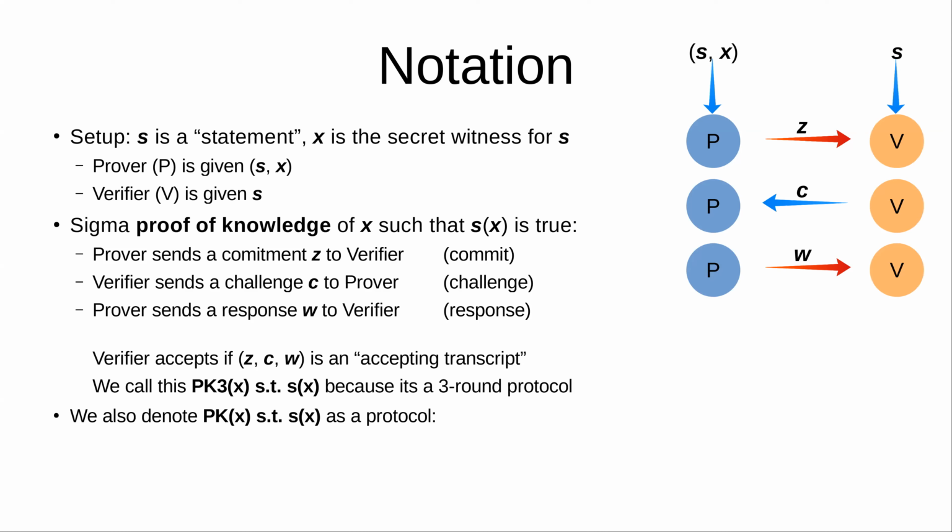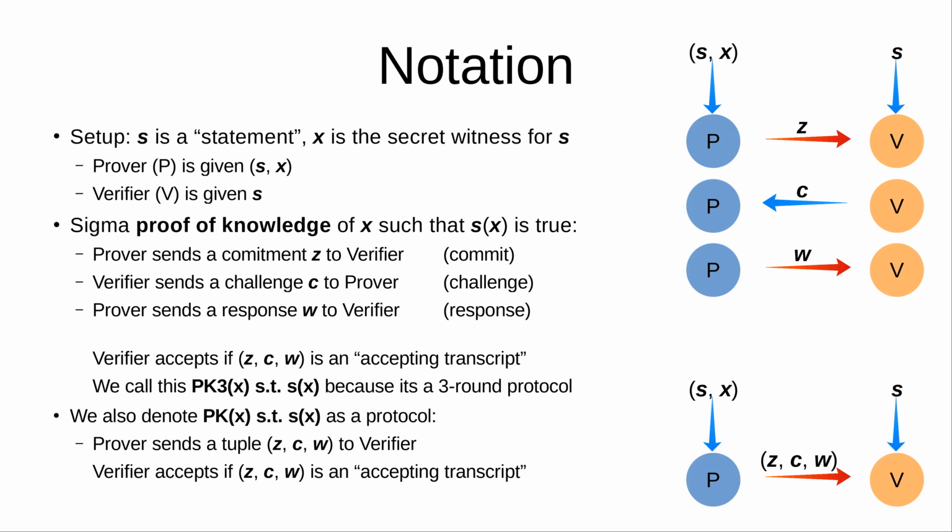I'll just say PKx is a 1-round protocol, using a similar concept, but instead of having 3 rounds, there is no challenge from the verifier. All 3 are sent to the verifier in one step by the prover. So it's 1 round where the prover sends a tuple to the verifier, and the verifier accepts if this tuple outputs true from a computation. So that is a 1-round PK. That is just the notation. I'll get into the actual protocols in the next slide.